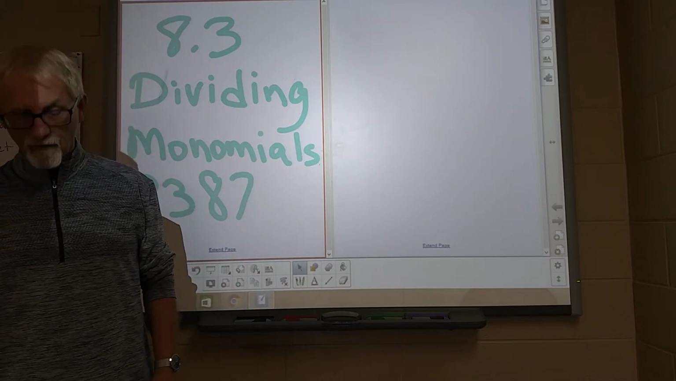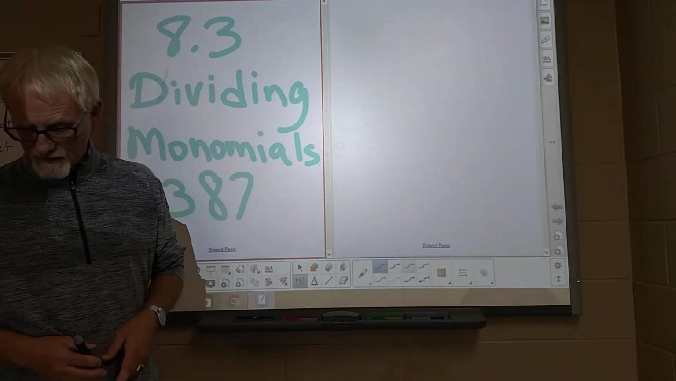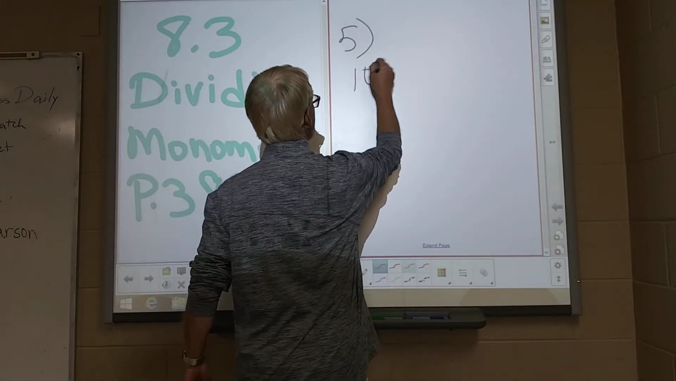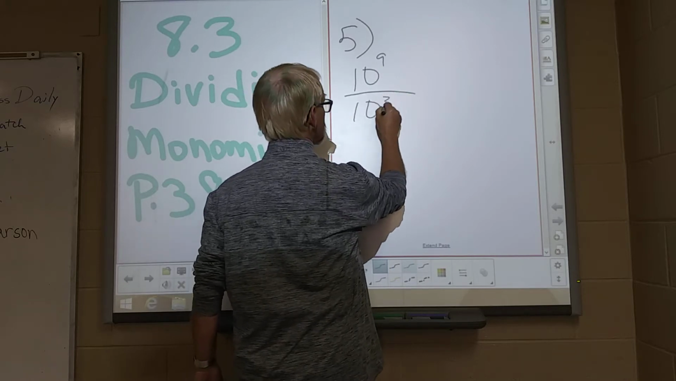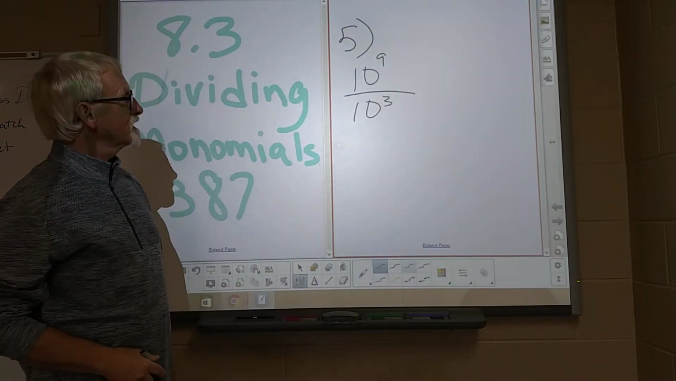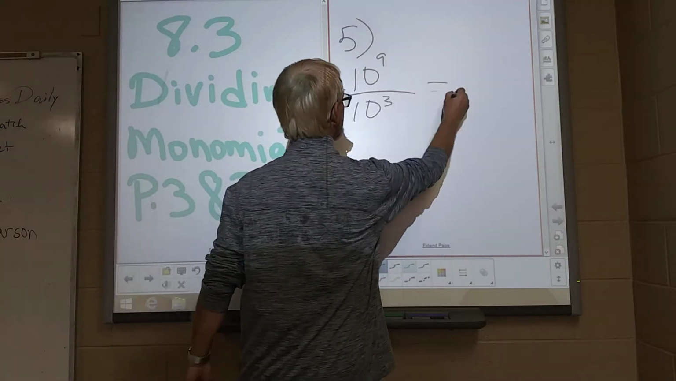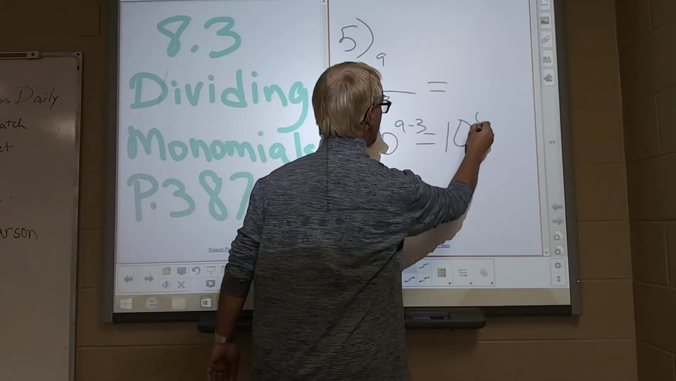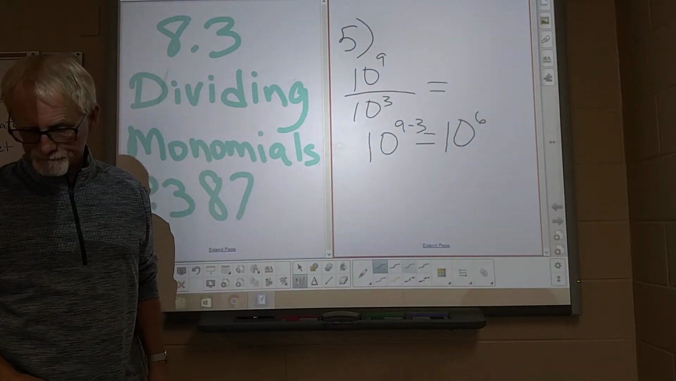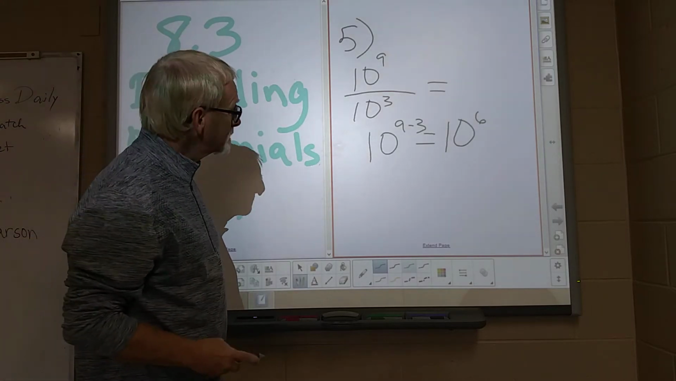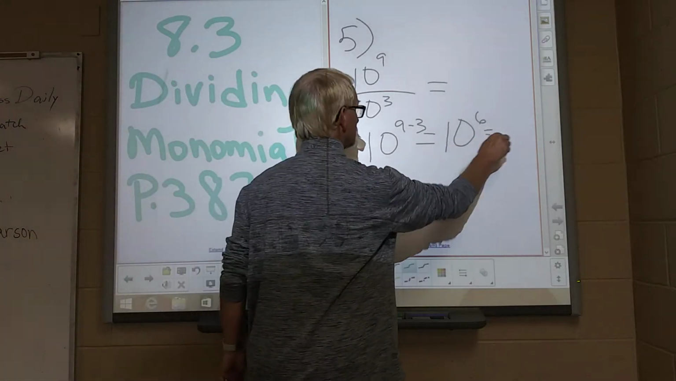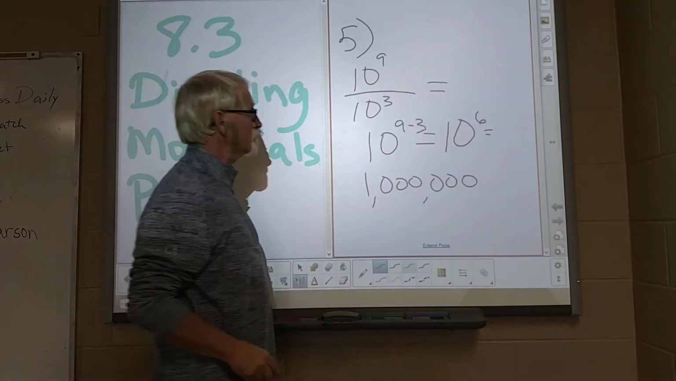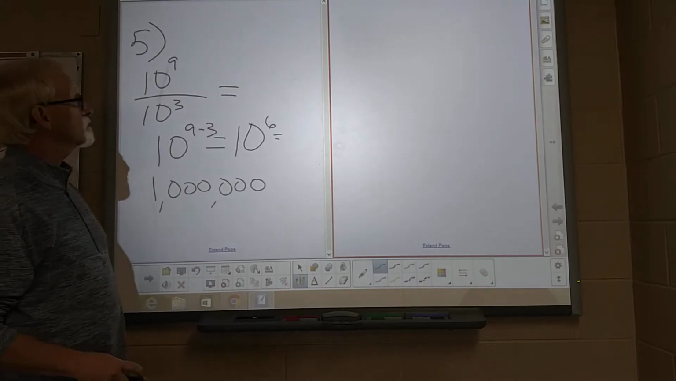We'll start with number 5. Here we see 10 to the 9th divided by 10 to the 3rd. What you do when you divide monomials is subtract the exponents. So that's 10 to the 9 minus 3, which is equal to 10 to the 6th power. That would be a 1 with 6 zeros, 1, 2, 3, 4, 5, 6. That's equal to 1 million. If you want an exact value, 6.